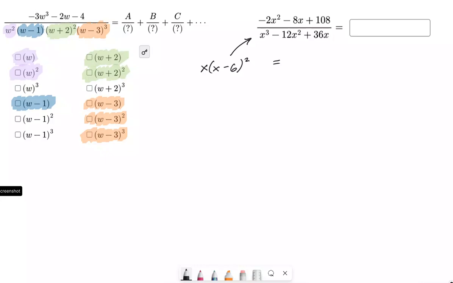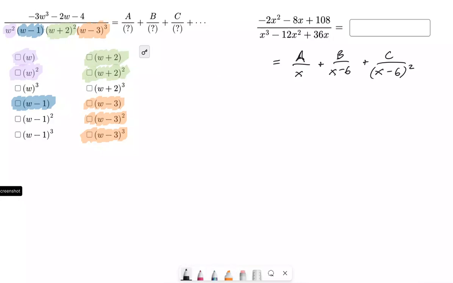And the way that's going to look is you have a divided by x. That's my first factor. It was not repeated, so I don't need to include more fractions with that. My next fraction will be b over x minus 6. And my third fraction is c over x minus 6 squared because it contained a squared right here. Okay, so that's now my starting point. Let me clear out the factoring stuff.